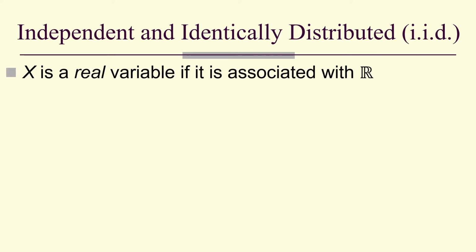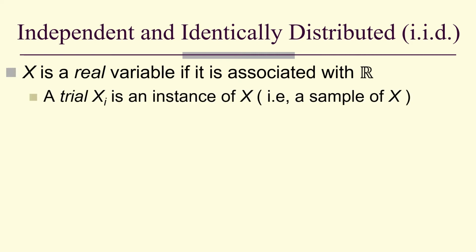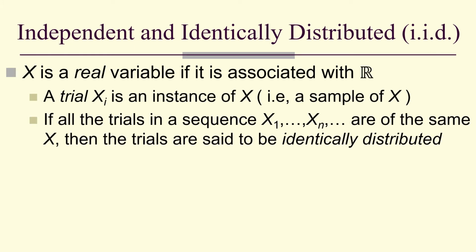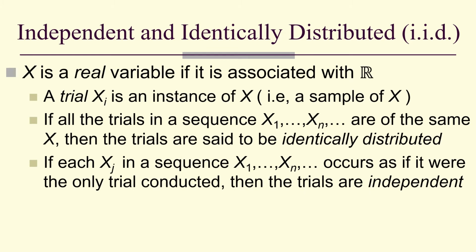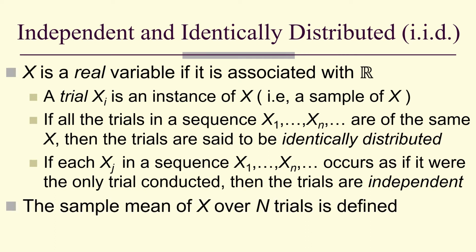So, independent and identically distributed. X is a real variable if it's associated with the set of all real numbers R. A trial is an instance of X, in other words, a sample of X. If all the trials in a sequence are of the same X, then the trials are said to be identically distributed. And if each X sub j in a sequence occurs as if it were the only trial conducted, in other words, it depends on no other trials, then the trials are independent. The sample mean of X over n trials is simply defined to be the sum over those trials divided by the number of trials.